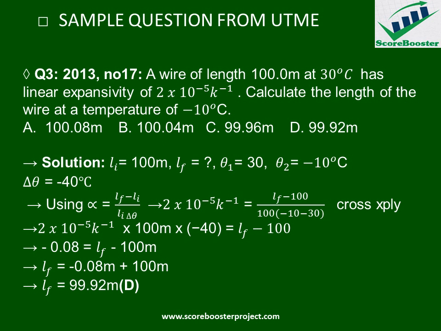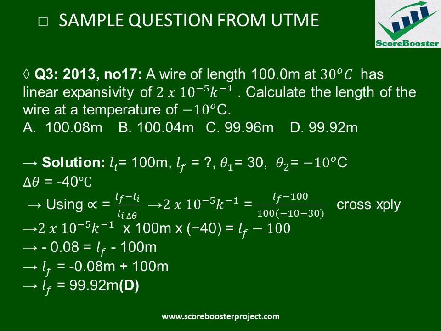Next question we shall be considering comes from 2013, number 17, and the question goes thus. A wire of length 100.0 meter at 30 degrees Celsius has linear expansivity of 2 times 10 raised to power minus 5 per Kelvin. Calculate the length of the wire at a temperature of minus 10 degrees Celsius. Option A here is 100.08 meter, option B is 100.04 meter, option C is 99.96 meter, while option D is 99.92 meter.